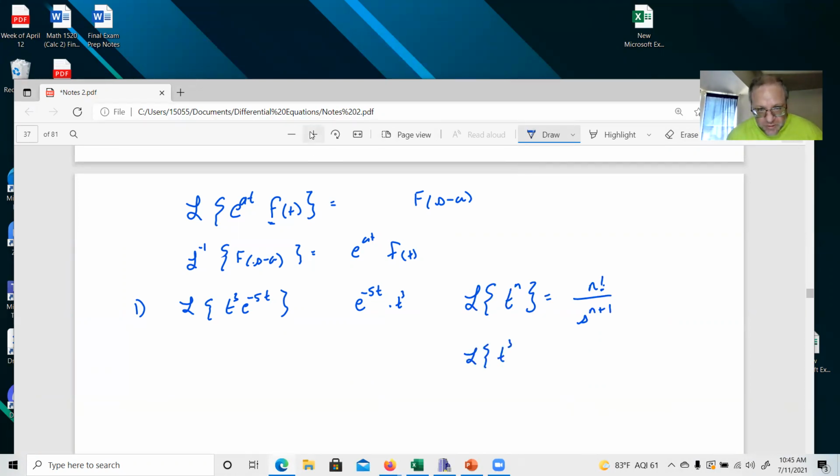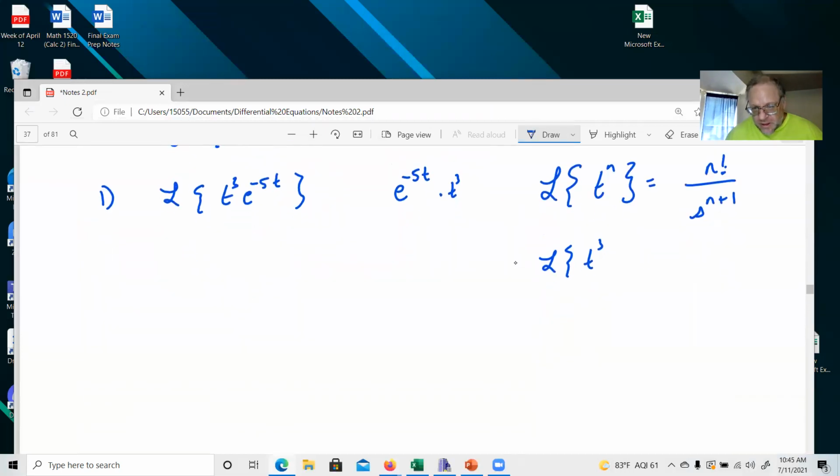Okay. So in this case, if I have the Laplace transform of t cubed, that is going to be 3 factorial over s to the 4th. Okay, 6 over s to the 4th. All right.